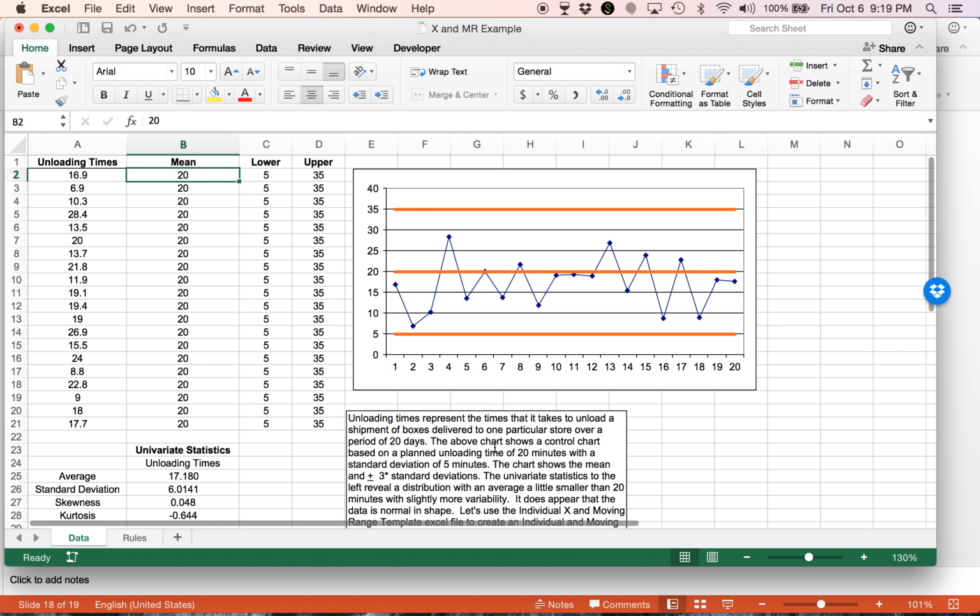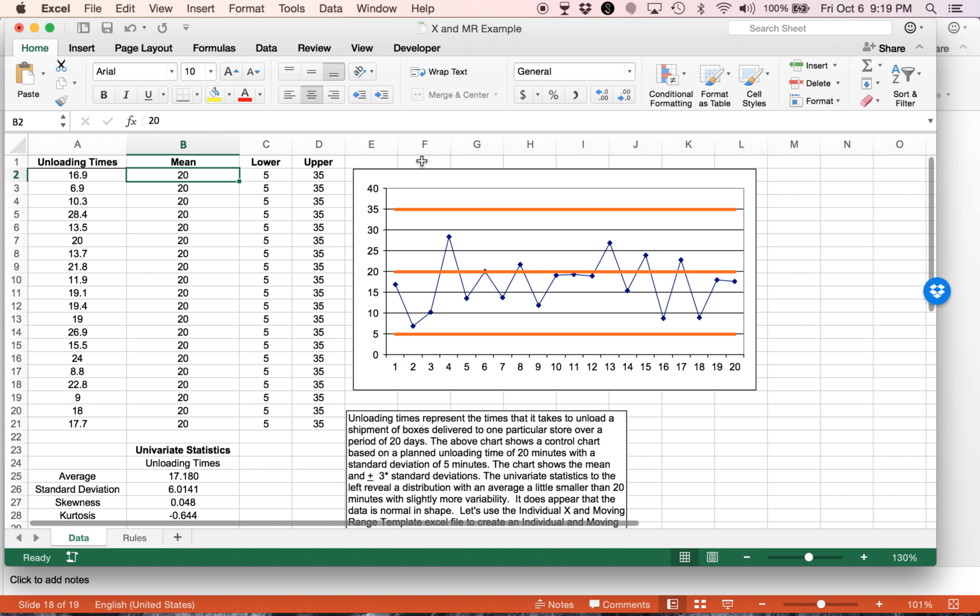If the mean unloading time is 20 minutes, we might calculate a standard deviation of plus or minus 3 standard deviations. And so we make the control bar at 20, and 3 standard deviations above or below would be these upper and lower control limits. Looking at this again over time shows us the individual unloading times seem to be normally varying.